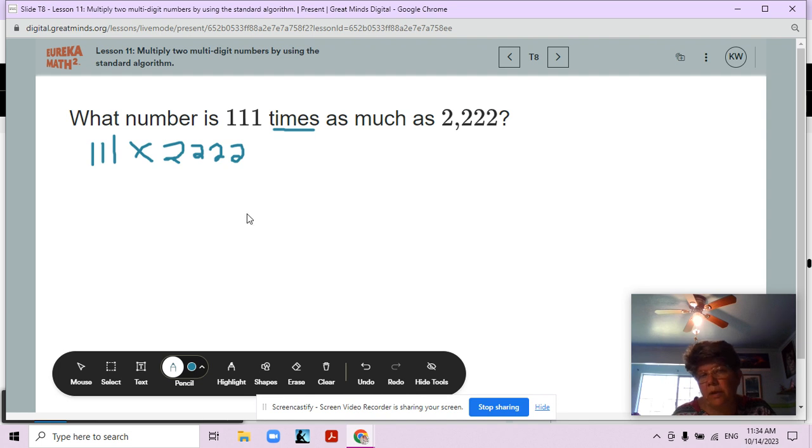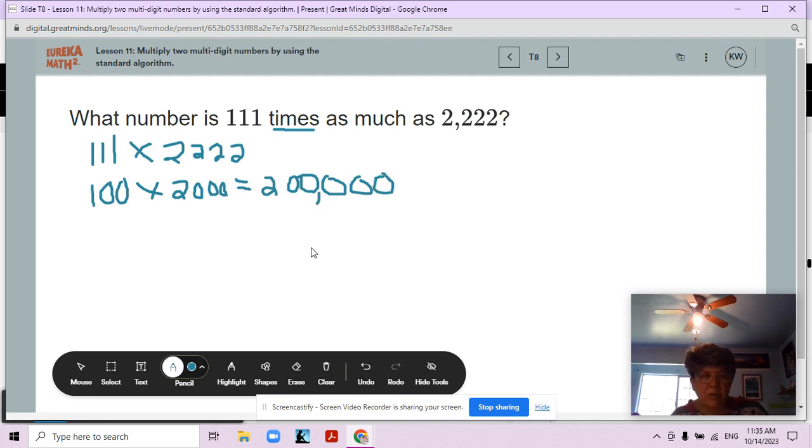Can we estimate what the answer would be? Think about an estimate for this answer. All right. Maybe you're just thinking, let's keep it easy. Let's think about 100 times 2,000, right? And hopefully that is easy for you now because you know about using zeros to multiply. So 1 times 2 is 2. And how many zeros do we see? We see 5 zeros. 1, 2, 3, 4, and 5. So our answer is going to be about 200,000.